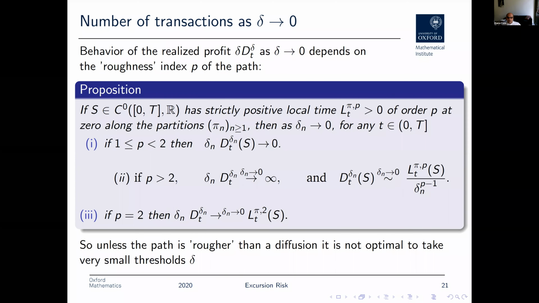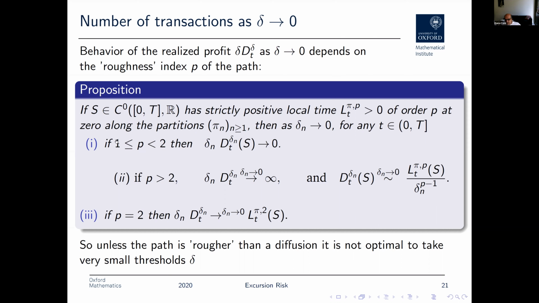So I take a continuous path which has roughness index p, and a little bit more: it has strictly positive local time of order p at 0. And then I take a threshold delta n which shrinks to 0. Then the statement is the following. Depending on the roughness index p, we're going to have very different behaviors. So if p is strictly smaller than 2, remember 2 corresponds to the roughness of Brownian motion, so p strictly smaller than 2 means that it's a bit smoother than Brownian motion.